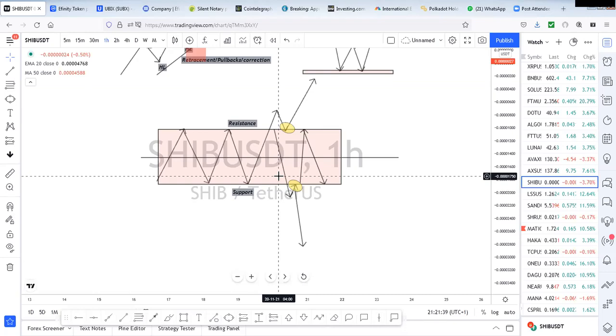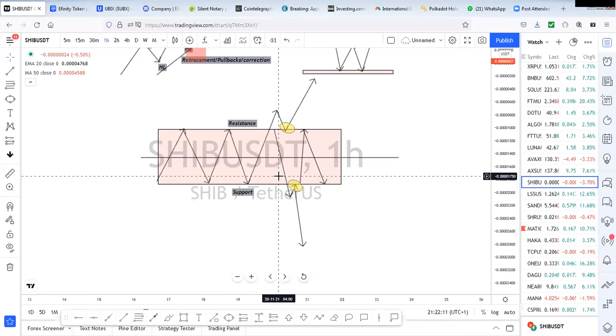So in a trending market, you'll be looking out for uptrend and downtrend moves. In uptrend moves, you'll be looking out for repetition of higher highs. The market will be creating higher highs and higher lows for you in an uptrend move. While in a downtrend move, the market will be making repetition of lower highs and lower lows.